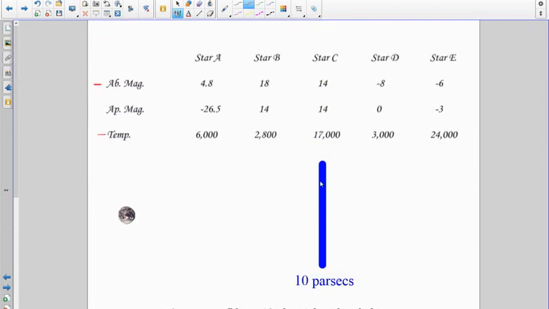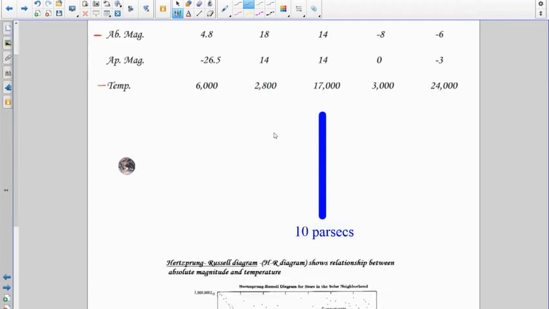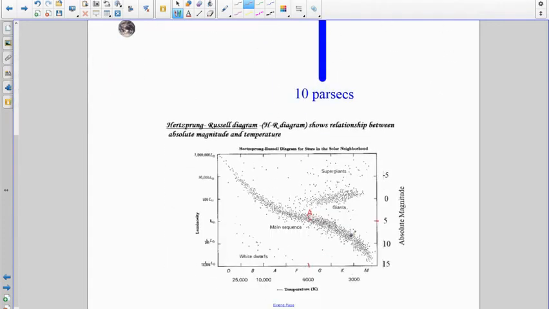Okay, I come back up here. Star B, an 18, is really, really dim. In fact, that's below my HR diagram. And then 2800 is also really, really cool. So if I come back down here, 2800 is about right here, and then 18 would be even below it. So I'm just going to put it right around here is where star B would be.